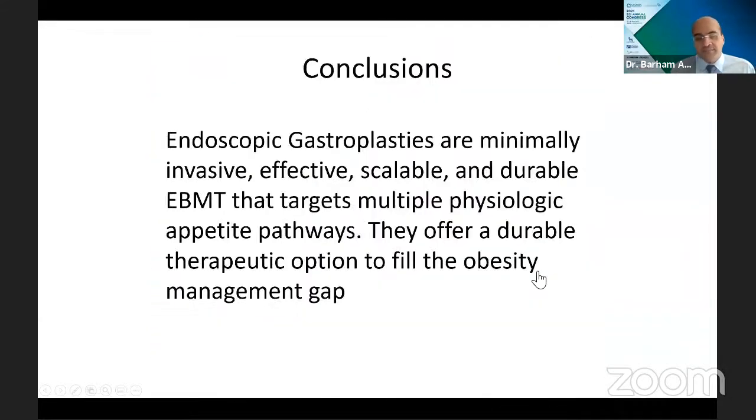So in conclusion, my colleagues, endoscopic gastroplasties are minimally invasive, effective, scalable, and durable endoscopic bariatric and metabolic therapies that target multiple physiological appetite pathways. They offer a durable therapeutic option to fill the obesity management gap.